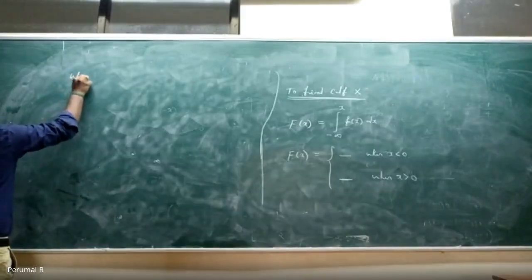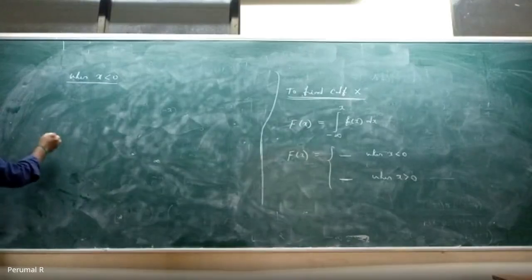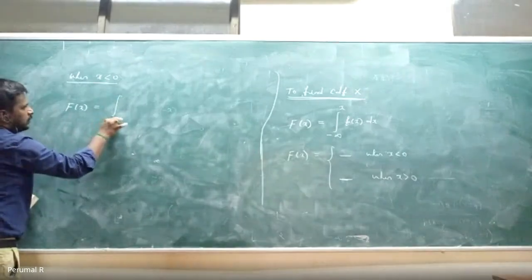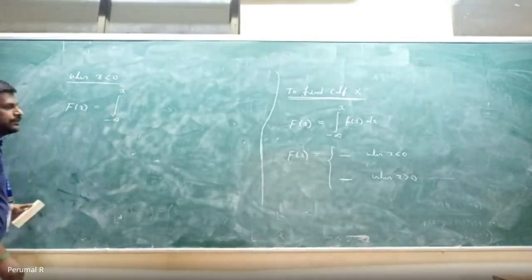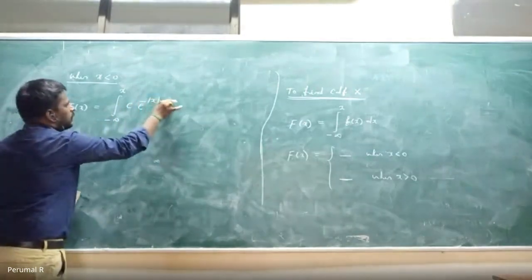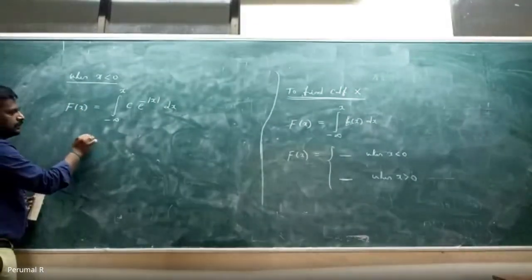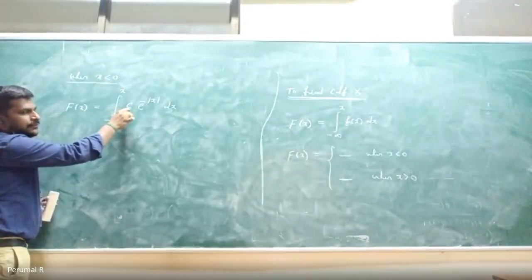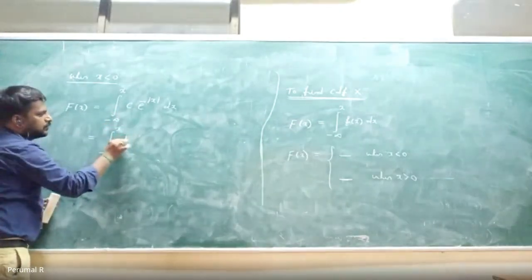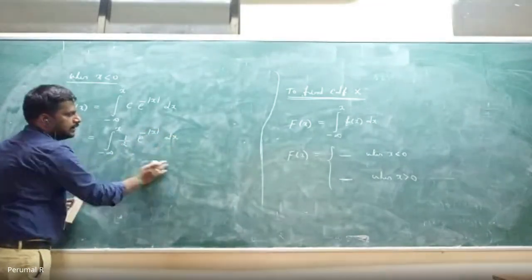First I am taking x less than 0. When x is less than 0, your function F(x) becomes the integral from minus infinity to x of C e power minus modulus x dx. Here you already got the value for c, that becomes 1 by 2. So 1 by 2 into e power minus modulus x dx.